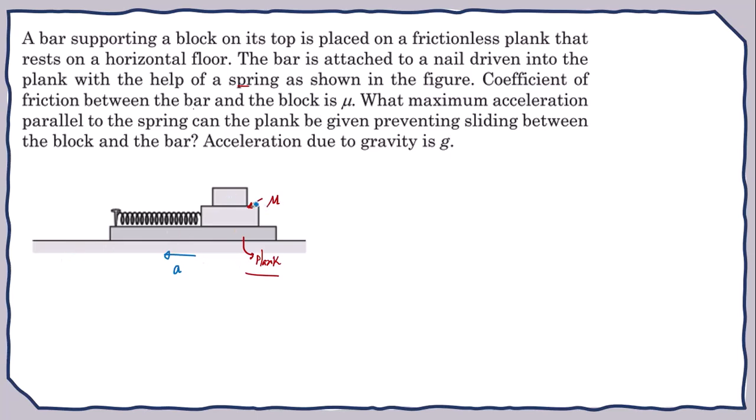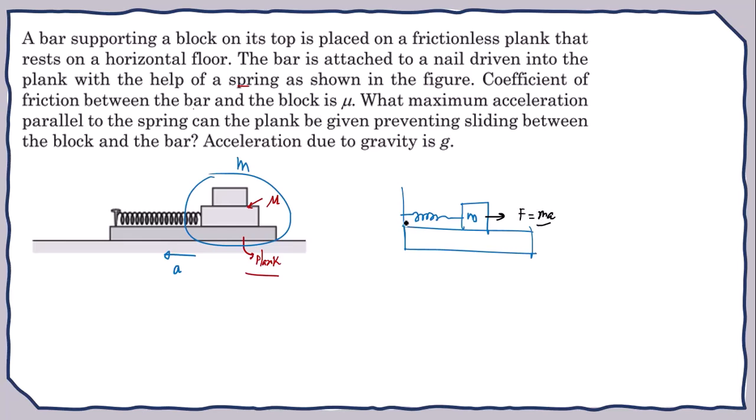With respect to the plank reference frame, this is the entire body which is not slipping. Say the mass of the bar and the block together is m. If I draw the plank, the spring is there and with that the mass m is attached. With respect to the plank reference frame, the block has a pseudo force in this direction. What is that pseudo force? That should be F equals M into A. Now the spring will elongate due to this pseudo force.